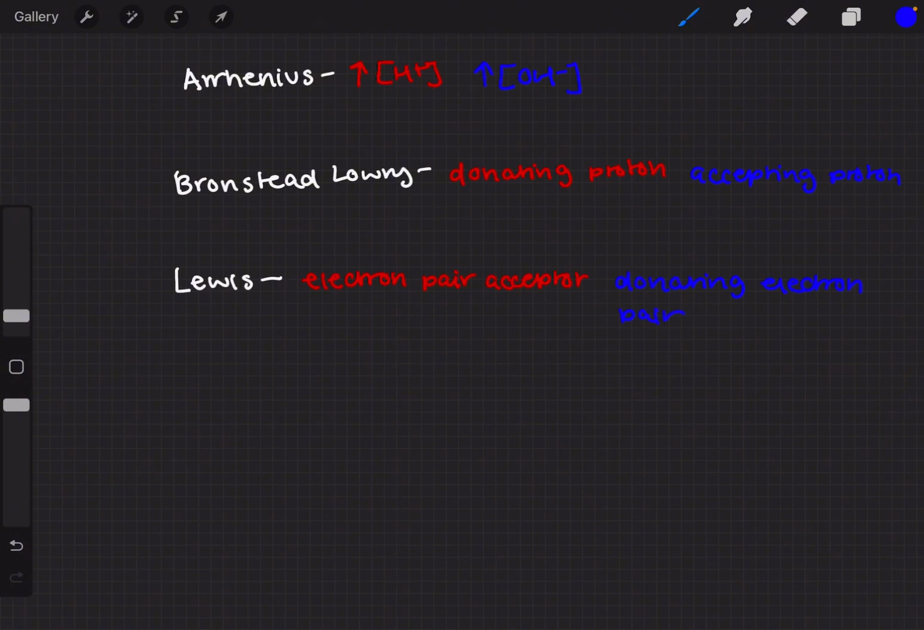Now, I'll do specific examples of Arrhenius and Bronsted-Lowry because those have to do with more specific concepts that we learned in class. However, Lewis, as you can see, electron pair acceptor, donating an electron pair, doesn't really relate to anything that we went over in class, so I'm not really going to be covering that.